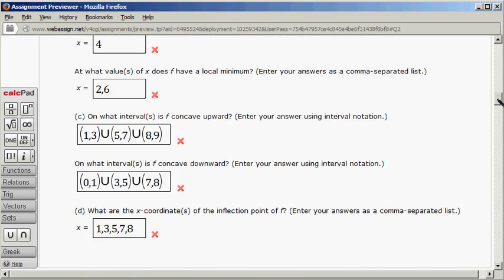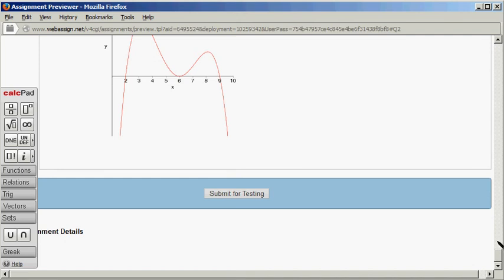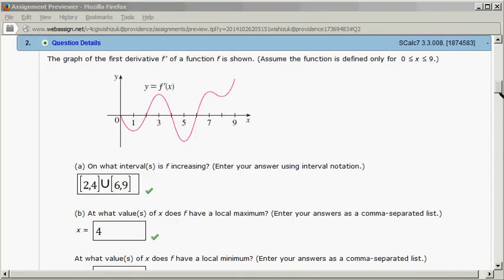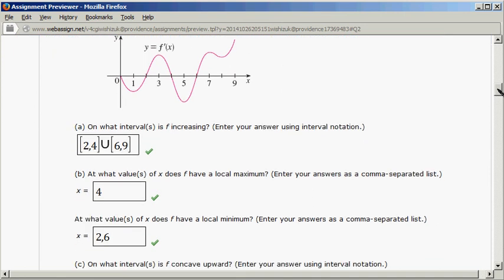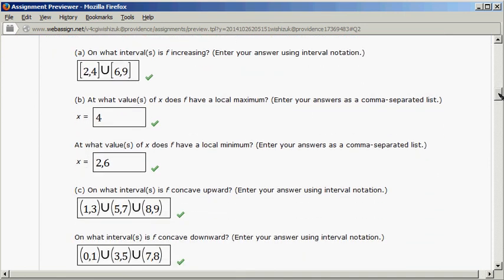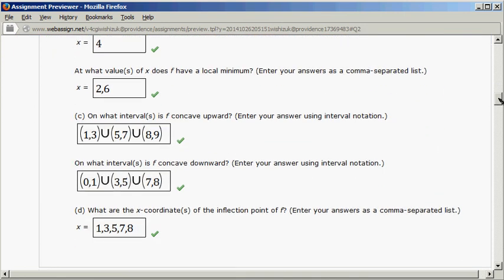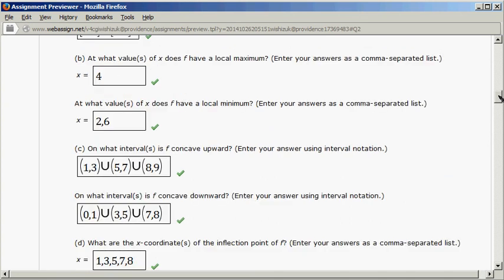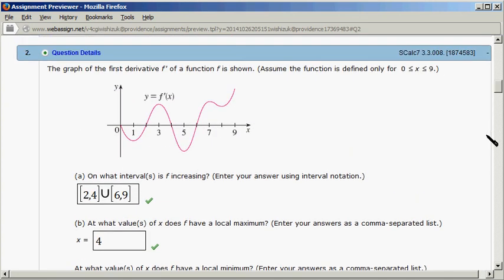Let's double check. Submit for testing. It came back and it looks like we got part A correctly, and part B, and part C, and part D. That's it. I hope that this was clear.